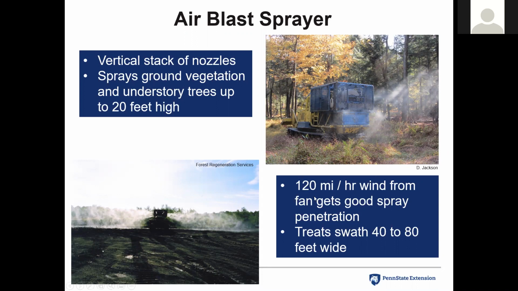It's called an air blast sprayer because it generates 120 mile per hour wind from the fan to break the herbicide and the solution into small size particles and blast it through the vegetation. Depending on the density of the vegetation, though, it can penetrate very well, and you can treat a swath anywhere from 40 to 80 feet wide, as you see in this image here, where they were showing and calibrating the machine. But you can see how wide of a swath it can take out in an open environment. Now imagine that in a dense beech brush or striped maple understory, you're not getting nearly that width of a swath.